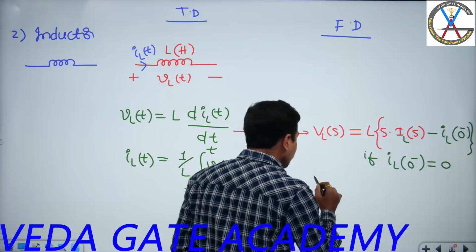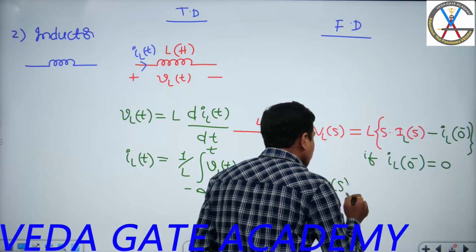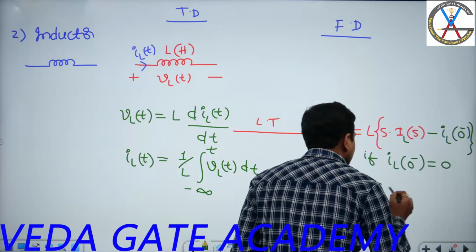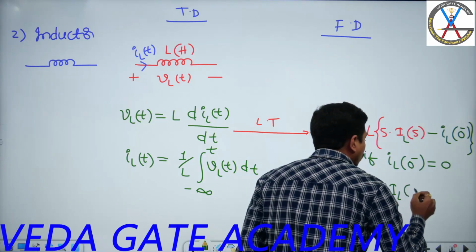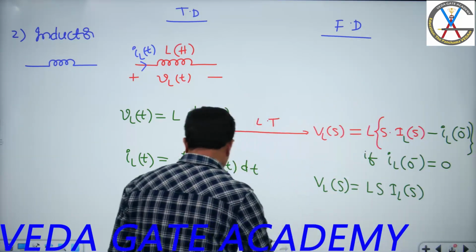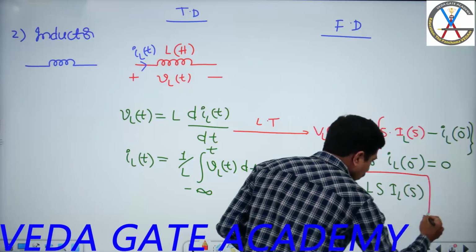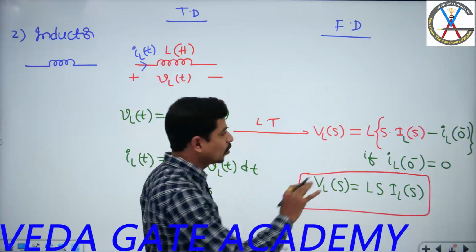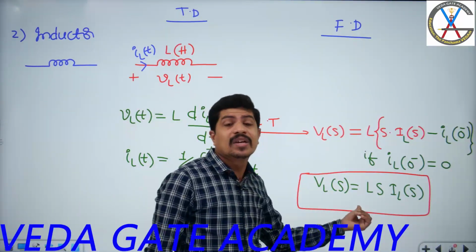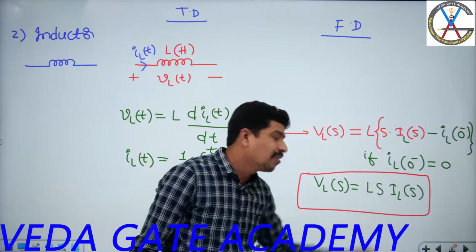Now what is VL of S? VL of S is equal to LS into IL of S. Observe here, I am going to put this in a box. We have to understand a few points about this relationship, that is, VL of S is equal to LS into IL of S.